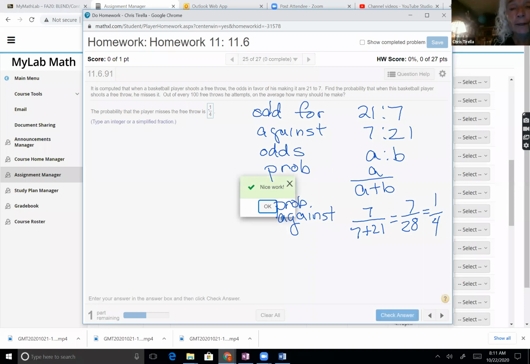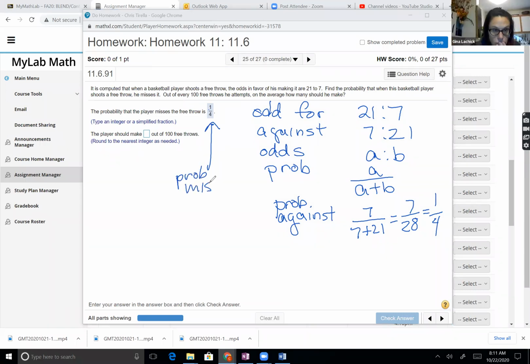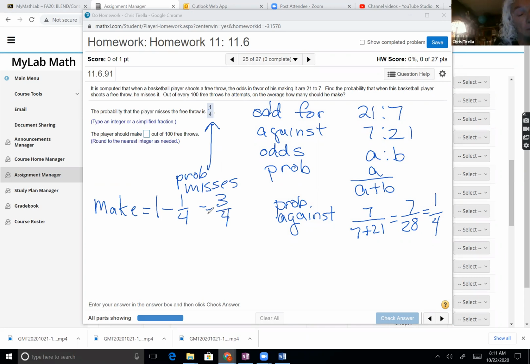Now, the second part says, how many should he make? Well, that 1/4 is the probability that he misses. And so wouldn't the probability that he makes it be 1 minus that? If he misses 1/4, shouldn't he make 3/4? Oh.